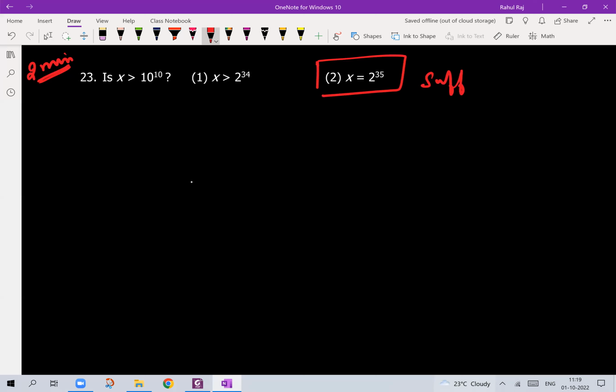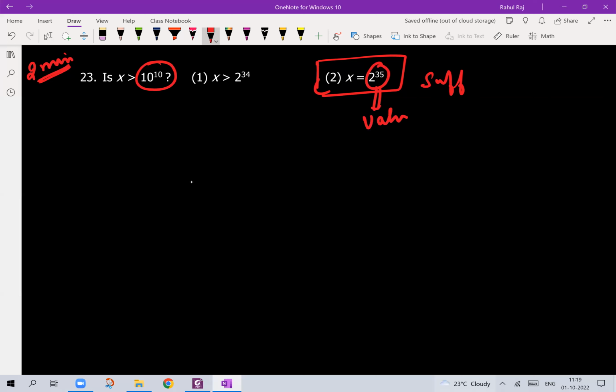I don't care what x to the power is. What x is equal to 2 to the power 35, I don't care about this at all. I 100% know that x is equal to 2 to the power 35 is one single value for sure, right? And this value may be greater than 10 to the power 10, may not be greater. If it is greater, it's a confirm yes answer. If it is not greater, it's a confirm no answer.